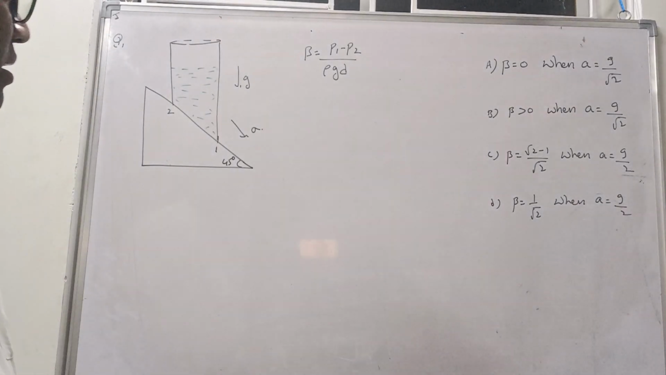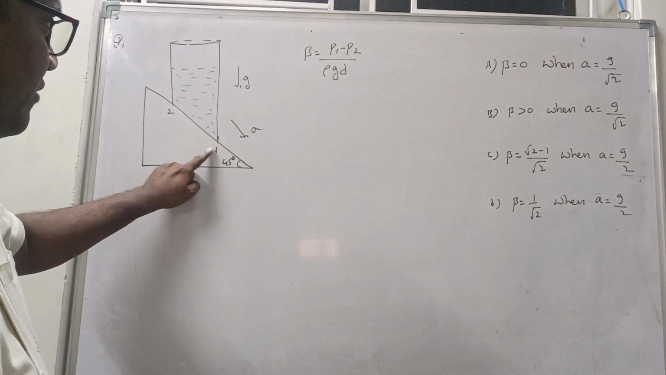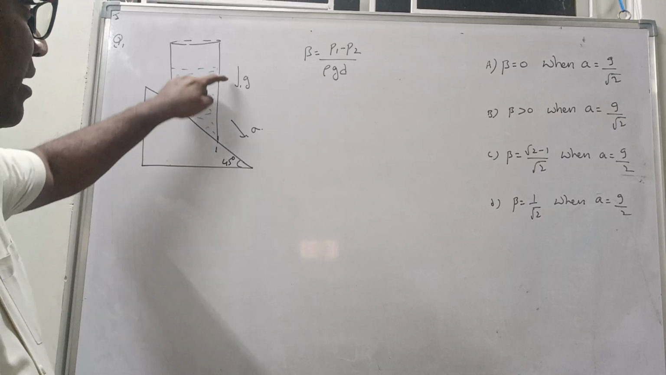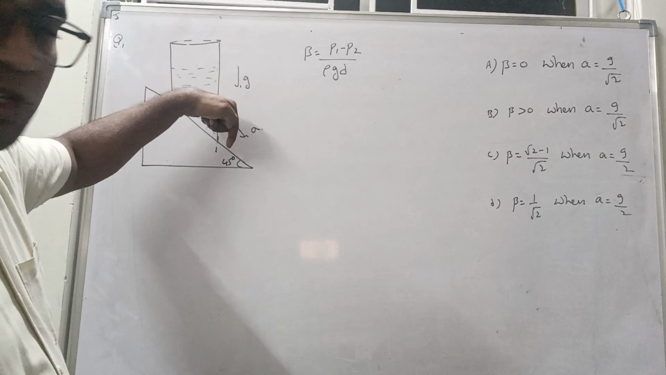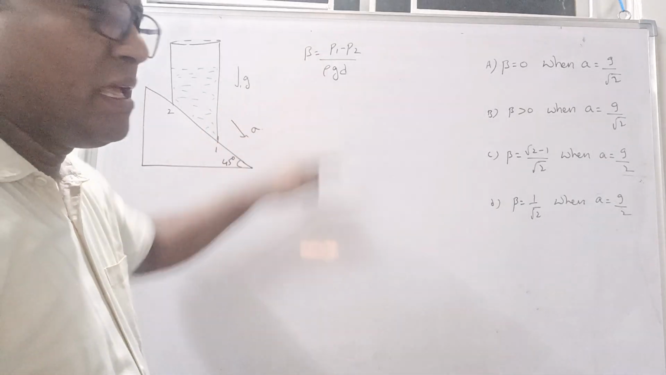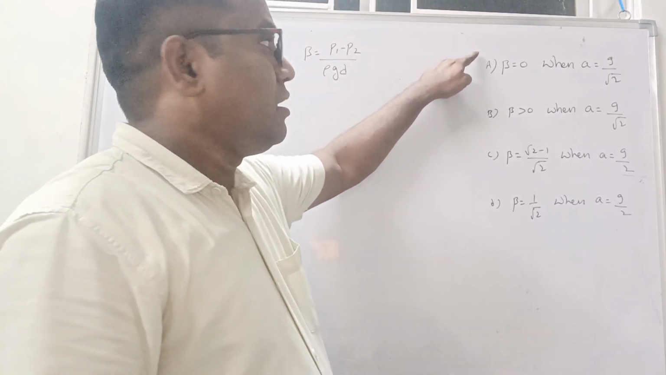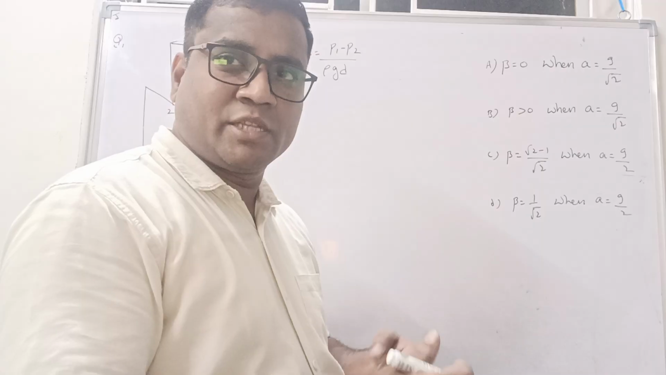See this one. The diagram is here and theta is given as 45, and the point 1, point 2. It is sliding down with an acceleration A, acceleration due to gravity is acting downward, and beta is given as P1 minus P2 by rho g d, and these are the options. We'll discuss the options after.